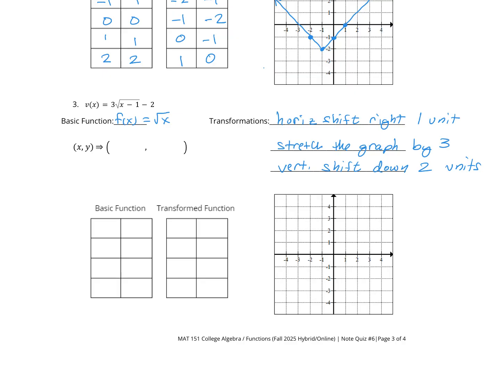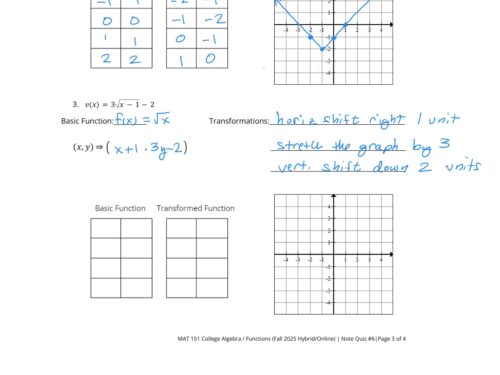So for our ordered pairs, the x is going to be impacted by moving to the right. Moving to the right means making the x's bigger. So that's x plus 1. Two things happen to the y values. They're multiplied by 3, and then they're dropped down or reduced by 2.